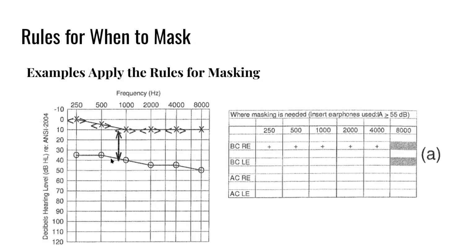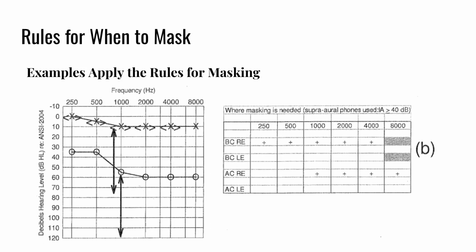So because of that gap between unmasked bone conduction and the air conduction, exceeding the 10 dB air-bone gap, a greater than 10 dB difference between unmasked bone and the air conduction in the right ear, we know we need to mask for bone conduction.